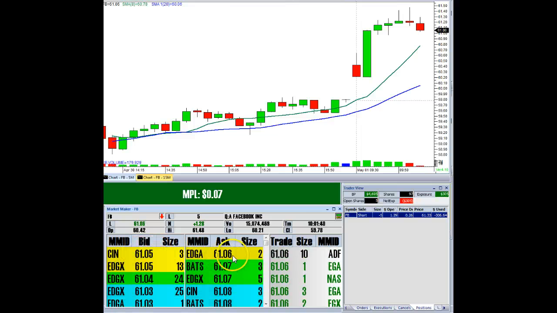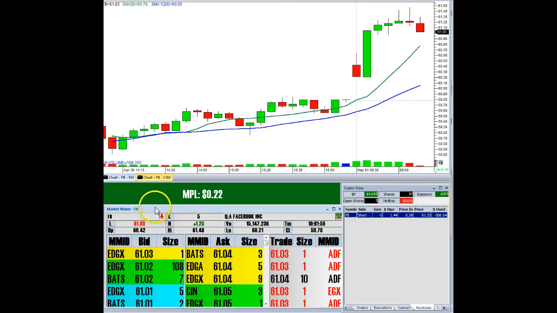So right here is the bid and the ask. So what I want to do is be bidding around 60.78. I'll probably do 60.80. I'd hate for it to get close and then not get there.